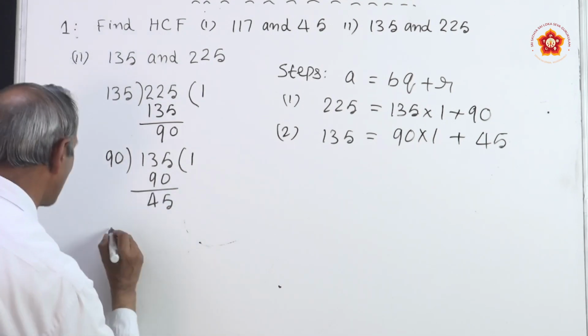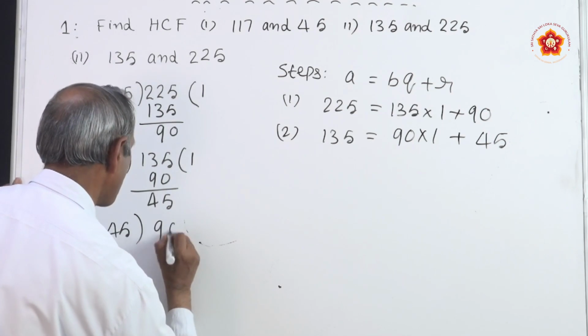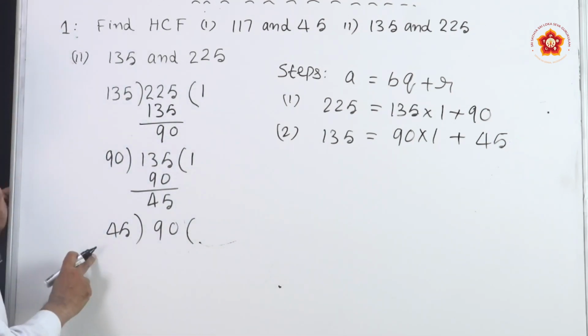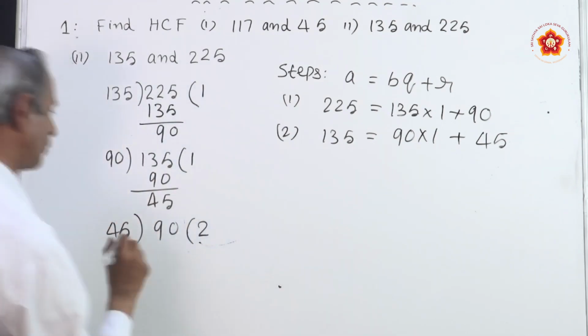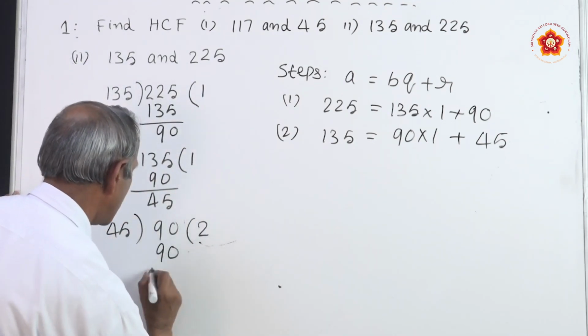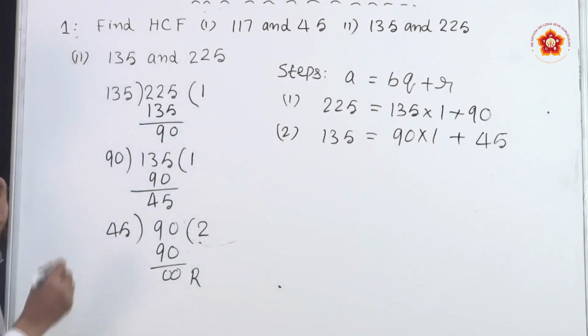Therefore here 45 becomes the divisor and 90 becomes the dividend. Now divide, how many times will it go? It will go 2 times. 45 2 times you will get 90. Now the remainder becomes 0. Therefore, our procedure stops here.